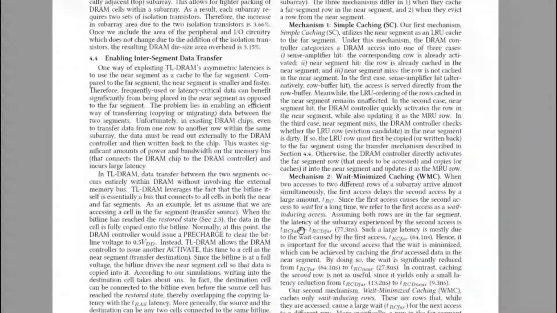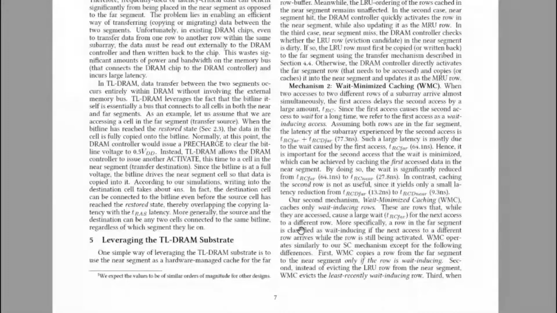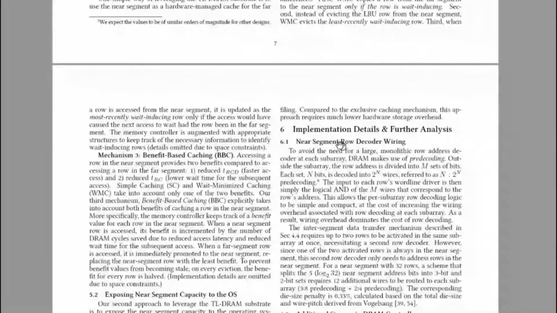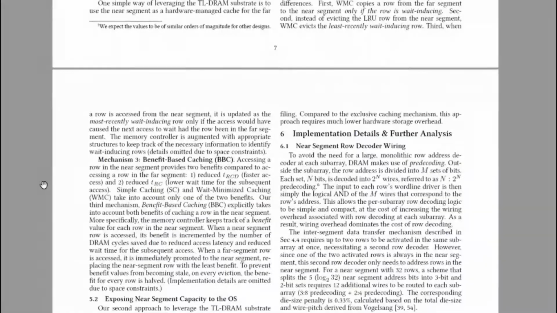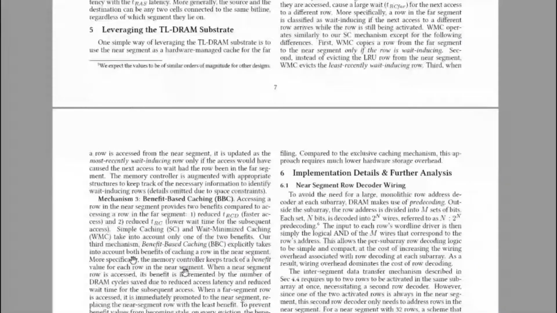After this, there are two subcategories of this cache where the same near segment can be used as a cache memory. Mechanism 2 and mechanism 3 are mainly based on selective cache storage. They will only store the important rows from the far segment in the near segment, not every row. And what do we mean by important? Important has a different meaning in this section and in this section. So read it, and you will understand what they mean by important.